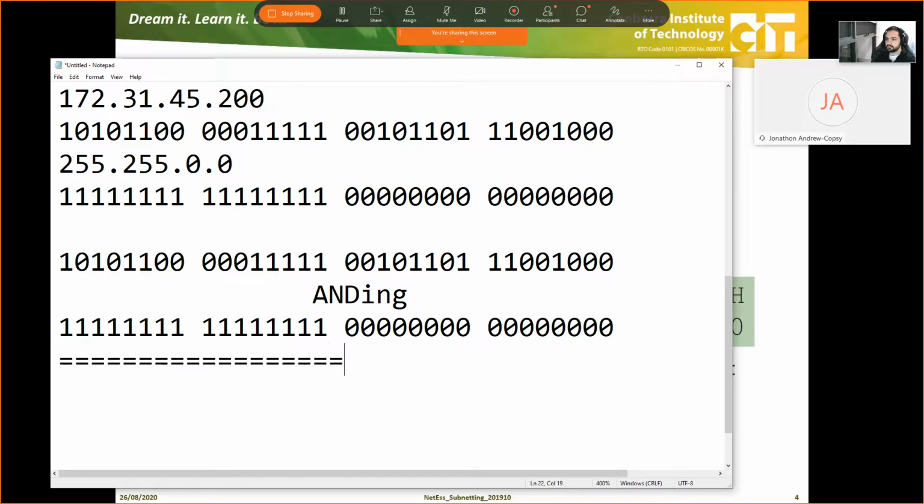I don't know, no. Is that where if it's a 1 and a 1, it's a 1? If it's a 1 and a 0, it's 0. And if it's a 0 and a 0, it's a 0.